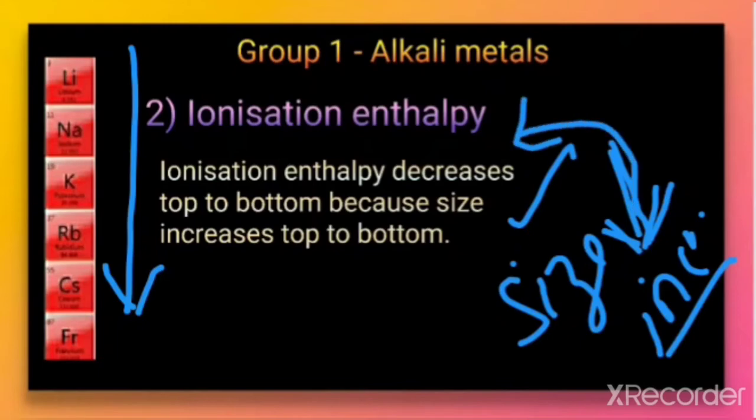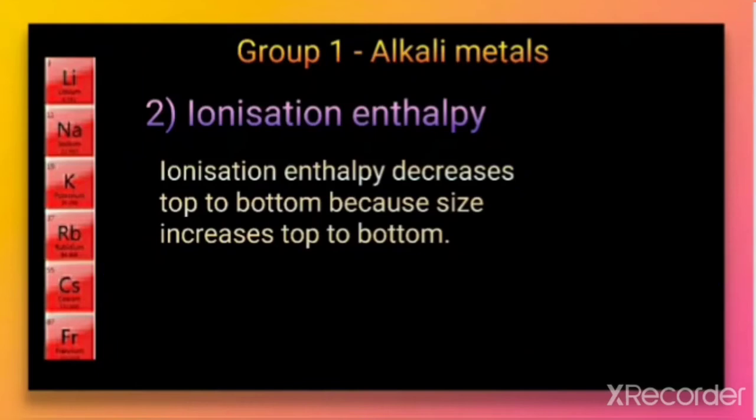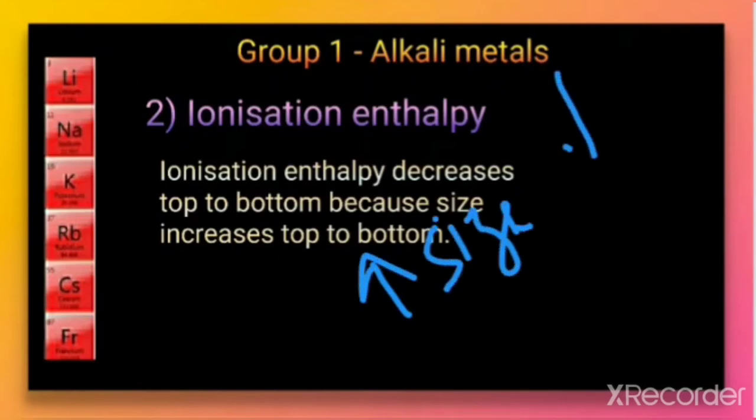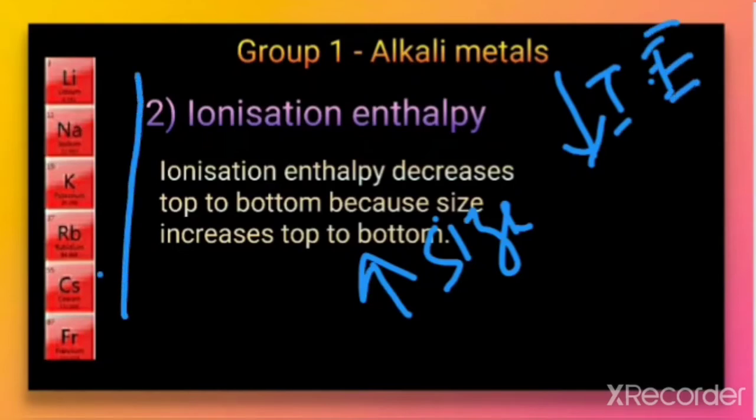What is the relation we have already learned for size and ionization enthalpy? That is, the greater the size, the lesser will be the ionization enthalpy. So from top to bottom, what is actually happening here? The size is increasing. Therefore, ionization enthalpy decreases.